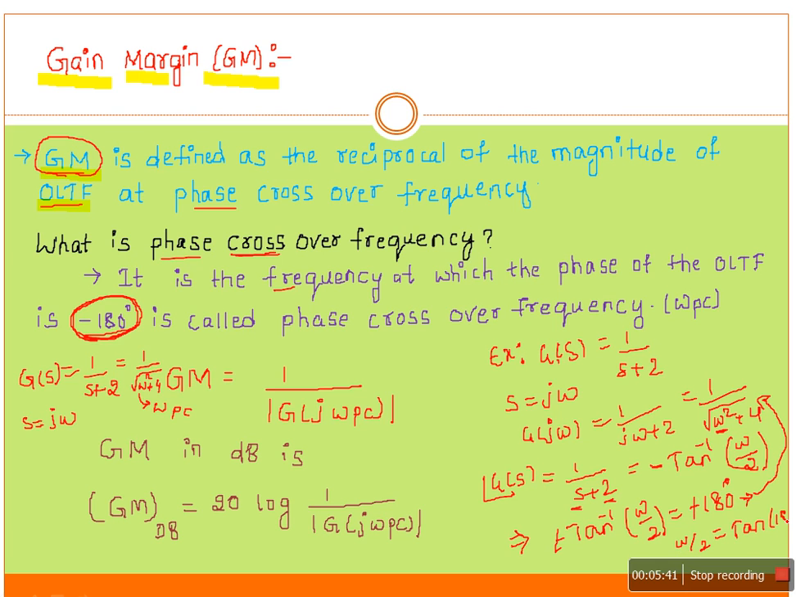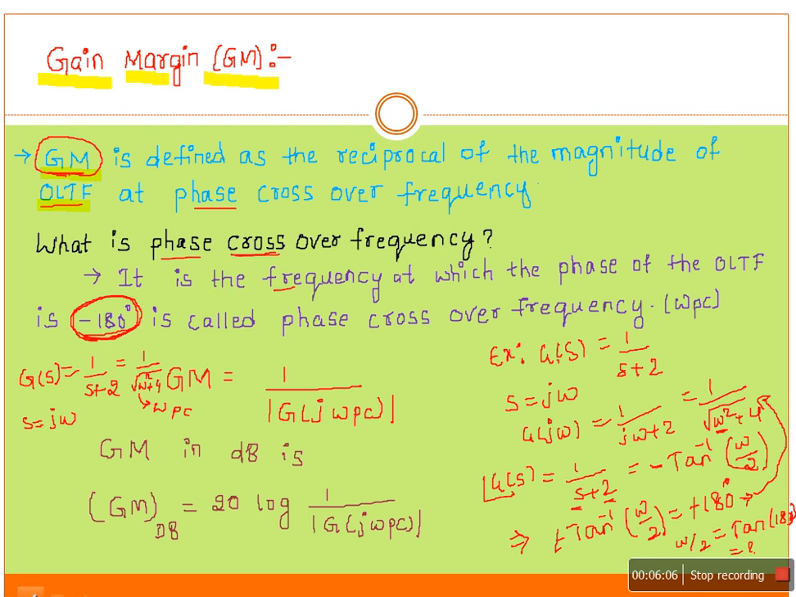So what is the tan 180 value? Whatever you get, that will be the omega. Substitute that omega in this equation, after that take the magnitude, and take the reciprocal. Then you will get the gain margin. I hope the concept is clear to you.